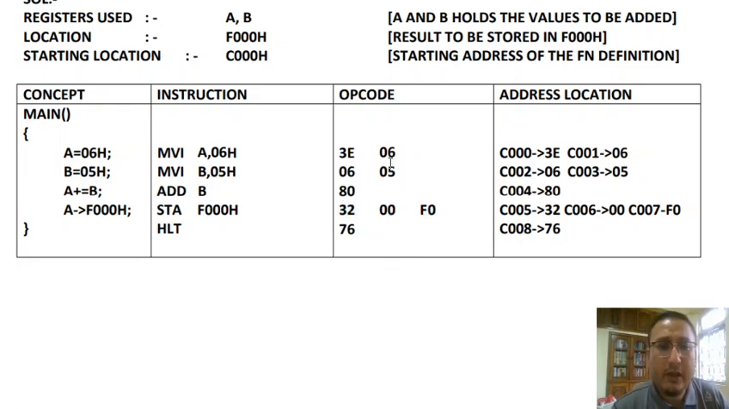So now, once the program that was written using the 8085 instruction set has been translated using the equivalent executable code or the operation code, what we have is a representation of the program like this. 3E 06 06 05 80 32, I have written 00F0. I'll come to why I've written so. And 76, right?